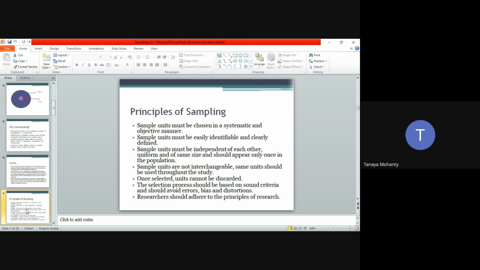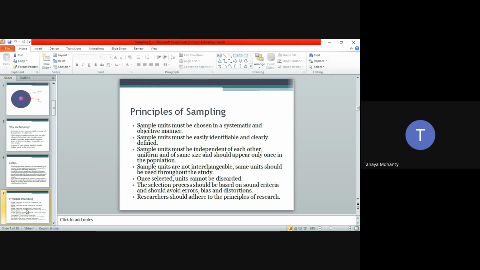Sample units must be independent of each other, uniform and of the same size, and should appear only once in the population. You cannot ask one single unit of a sample to be repeated again and again. It has to appear once in the population. No duplication or replication can be afforded. Sample units are not interchangeable. The same units should be used throughout the study.